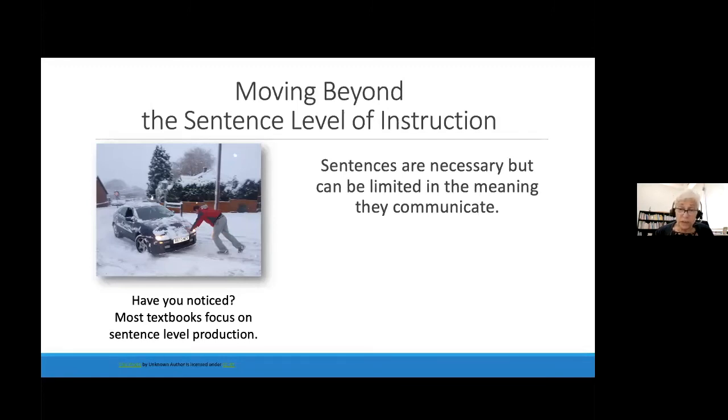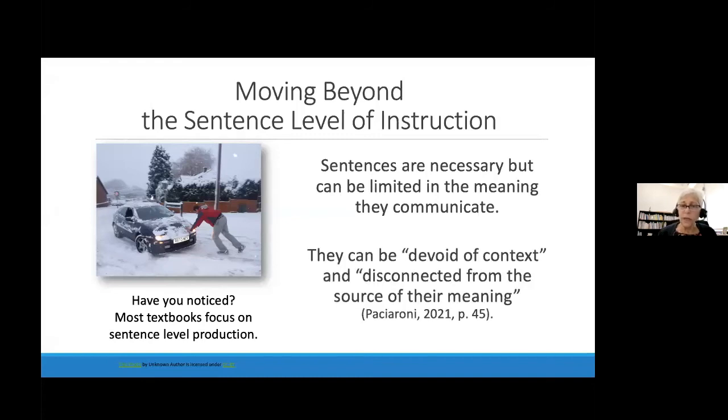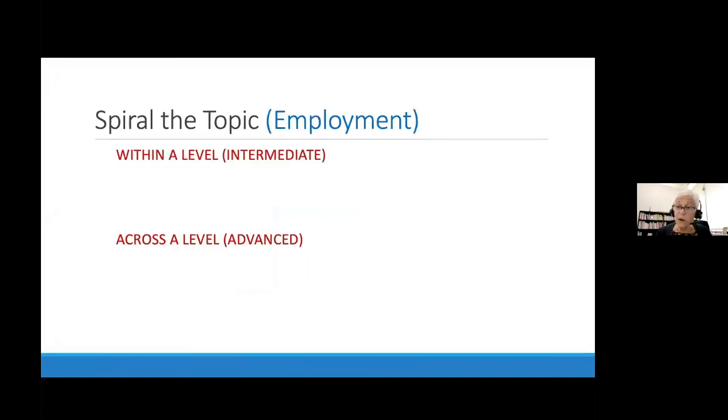One of the issues with stopping at sentences is they're necessary, but they can be limited in the meaning they communicate. Sentences can be devoid of context and disconnected from the source of their meaning that comes from the other places in the text, from other paragraphs, from the sentences around it. And so to give the greatest amount of context, we definitely want to move beyond sentence level instruction. So now let's take a look at spiraling, eliciting, and elaboration to move our students from intermediate to advanced.